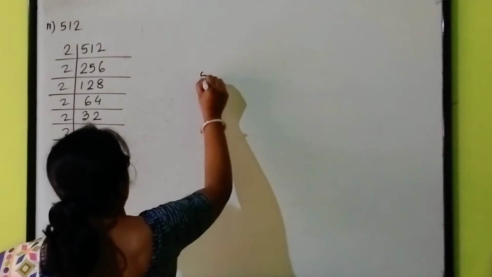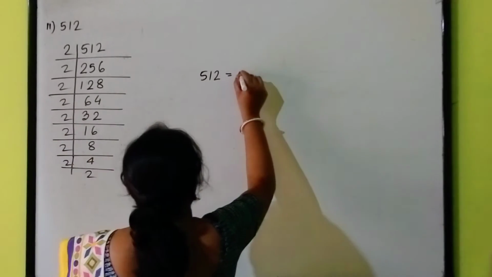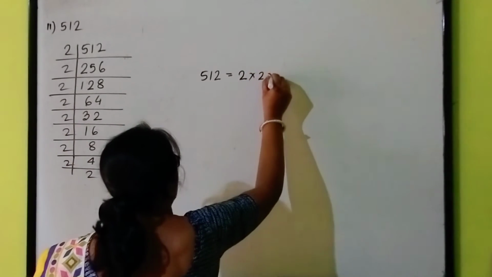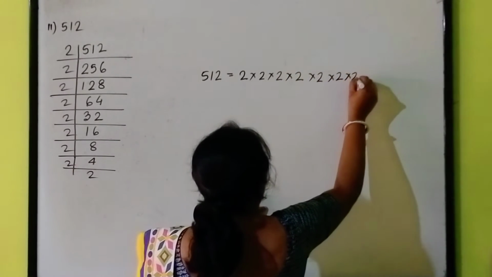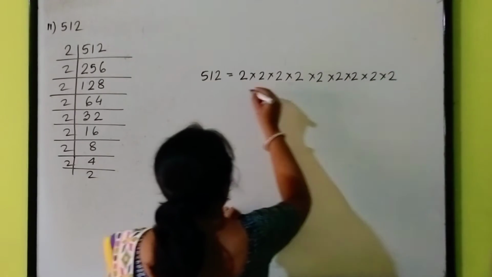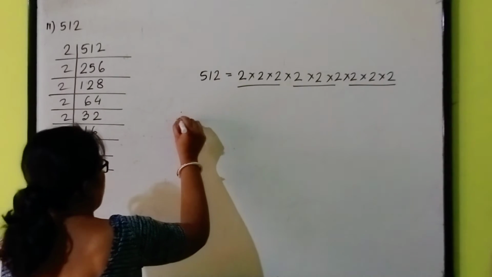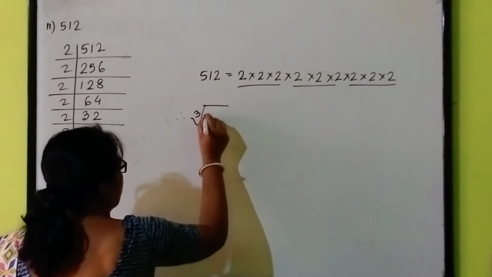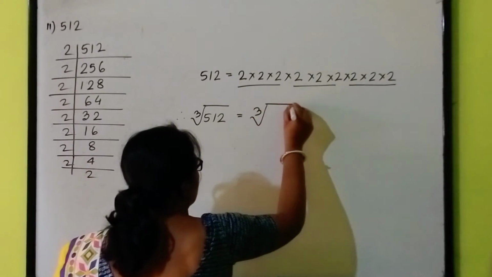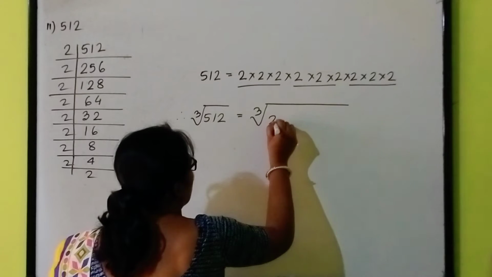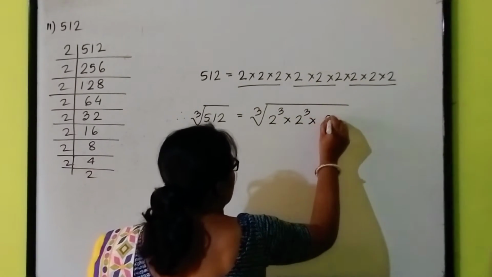Now, let us write 512 is equal to. How many 2's are there? 9 2's are there: 1, 2, 3, 4, 5, 6, 7, 8, 9. Make triplets. These are the triplets. So therefore, what will you write? Cube root of 512 is equal to the cube root of this. This will come 2 cube, then this will be 2 cube, this will be 2 cube.